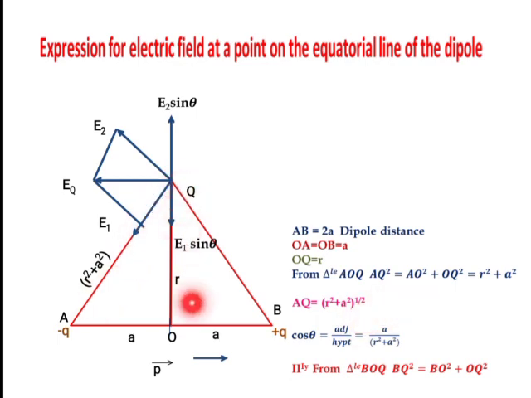From the same triangle, what is cos theta? AQ is the hypotenuse here, AO is the adjacent side and OQ is the opposite side. Then what is cos theta here? Cos theta is equal to adjacent upon hypotenuse. So the adjacent side is A. So A divided by R square plus A square raised to 1 by 2, the hypotenuse value.